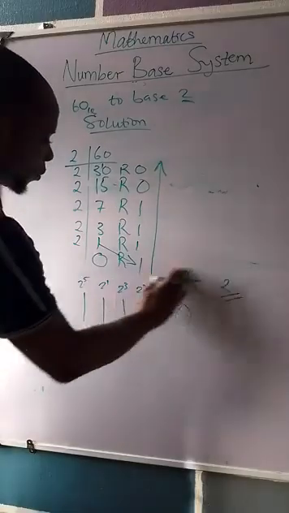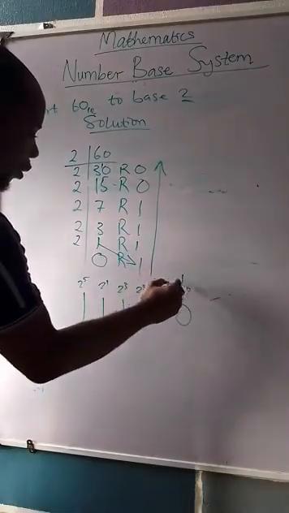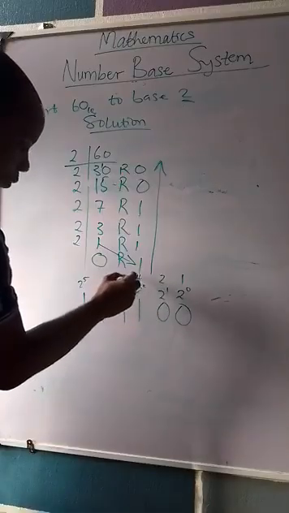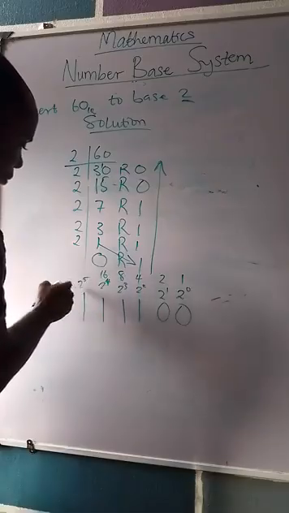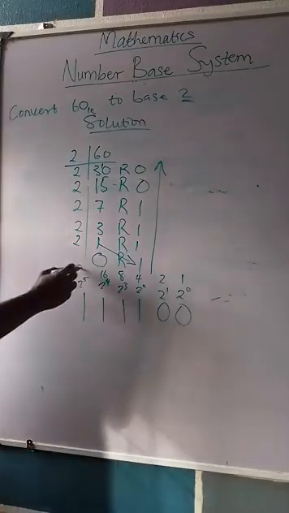This is, I'll write again. This is 1, this is 2, this is 4, 2 raised to the power 2 is 4, 2 raised to the power 3 is 8, 2 raised to the power 4 is 16, 2 raised to the power 5 is 8. So, right?